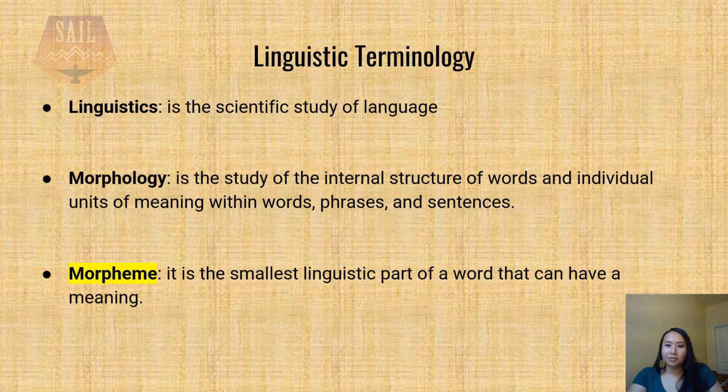For any second language learner or newbie to linguistics, I do think it's helpful to know some basic terminology. Here are just a few that I'm highlighting. So linguistics is the scientific study of language, and within linguistics, there's a subfield called morphology. Morphology is the study of the internal structure of words and individual units of meaning within words, phrases, and sentences. And within morphology, there is a term called morpheme. A morpheme is the smallest linguistic part of a word that can have meaning.